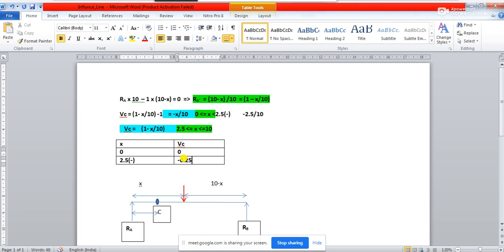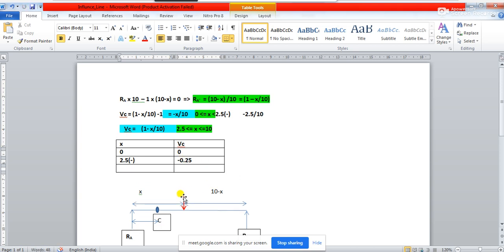Now, when this load is just at the left of C, it is 2.5 minus. But this limit value is here, and we should write it as 2.5 plus, otherwise it will be a little confusing. So 2.5 plus means just after this C. What will happen?